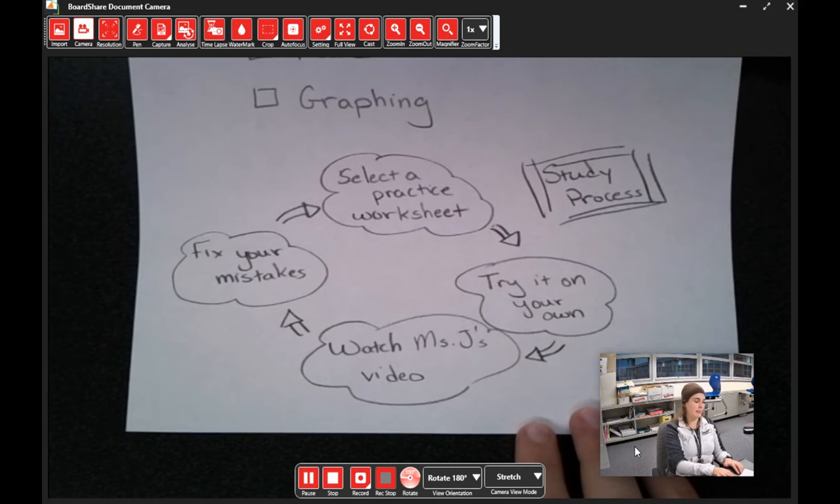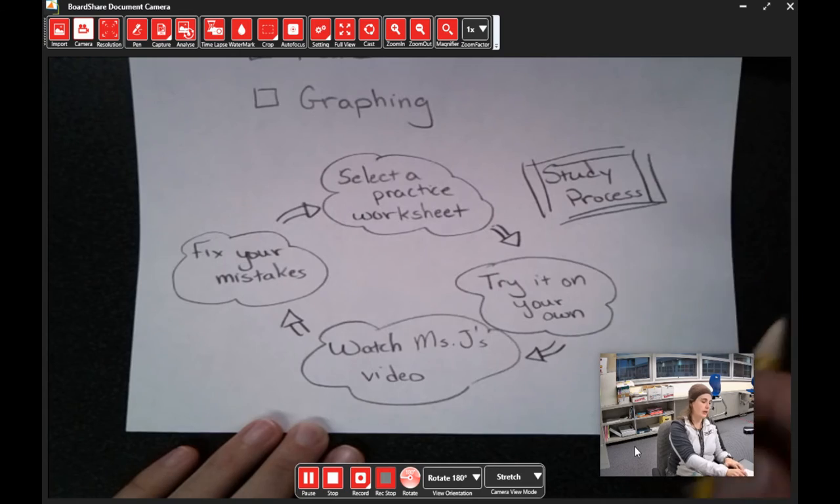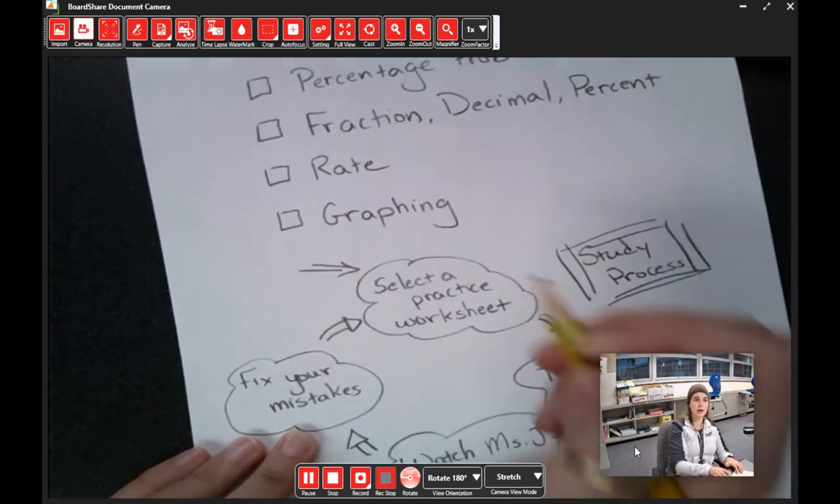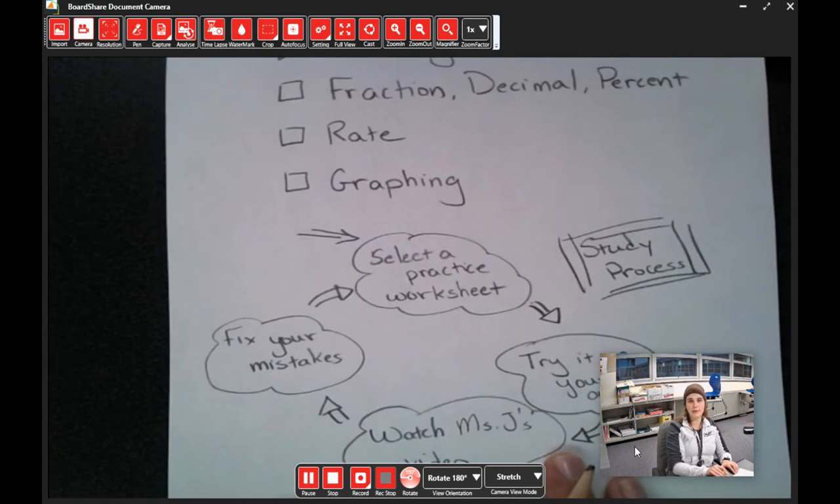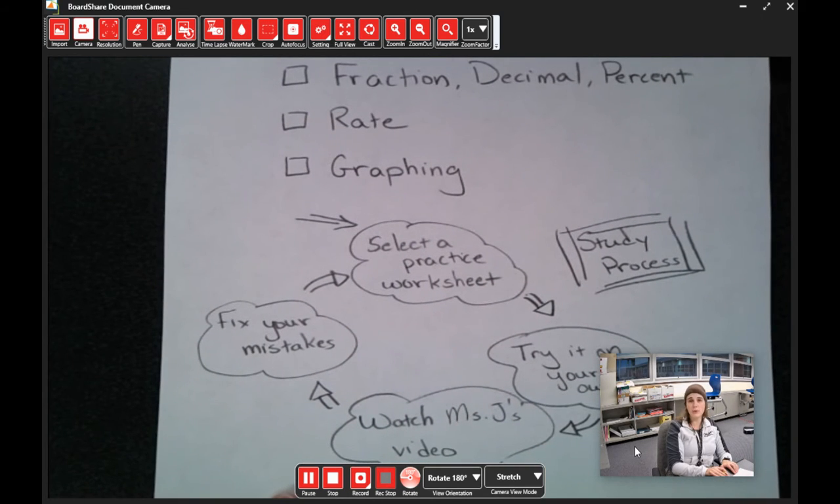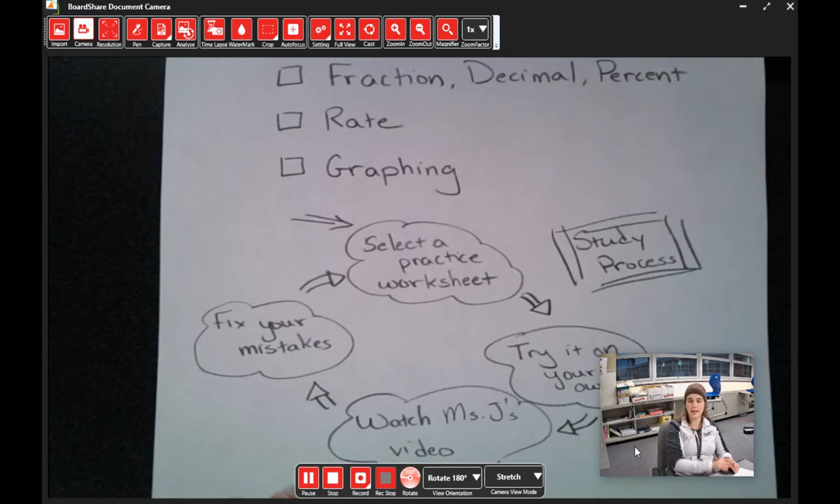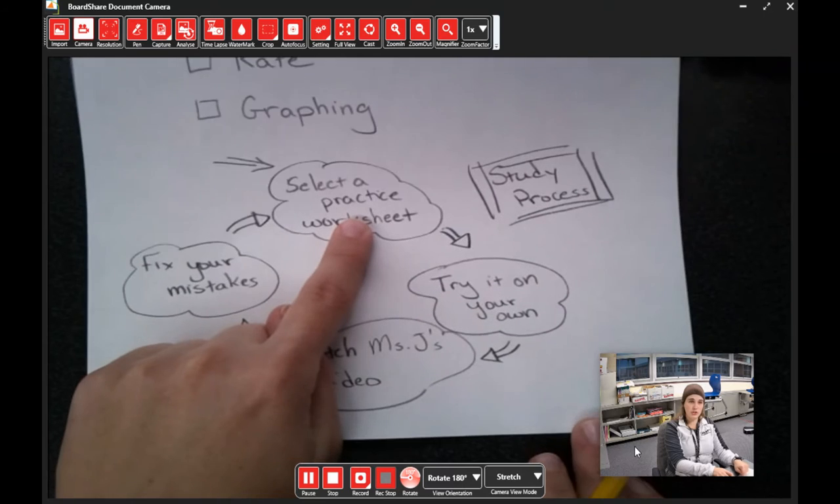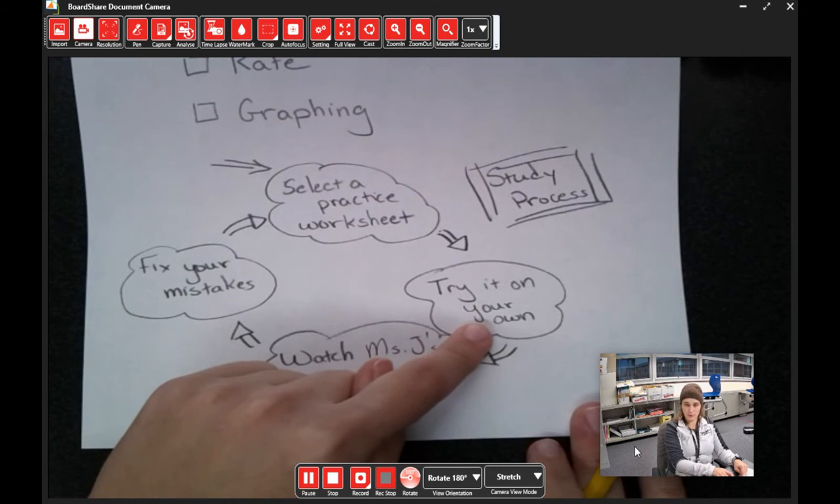So here's your study process. All right? You wake up, you start math class, and you're going to start right here. Select a practice worksheet. All of these are on Google Classroom as 5 separate assignments. You'll find the worksheet, which is available to be done in Kami, and you'll also find a video of me going over the answers. Once you select your practice worksheet, try it on your own.